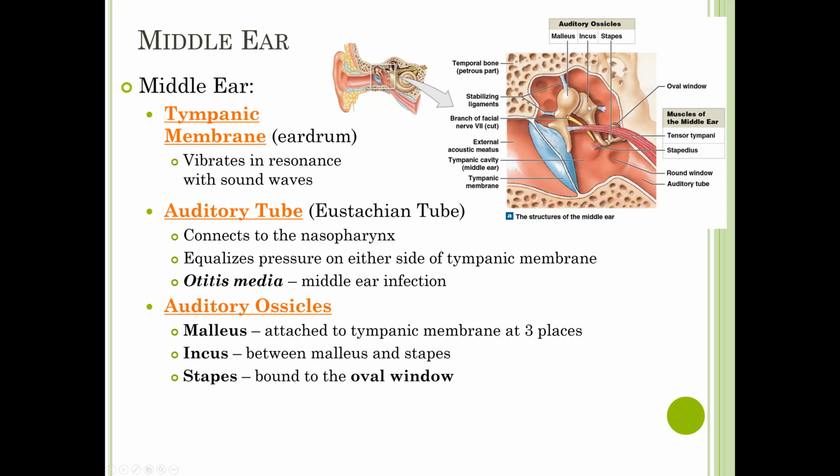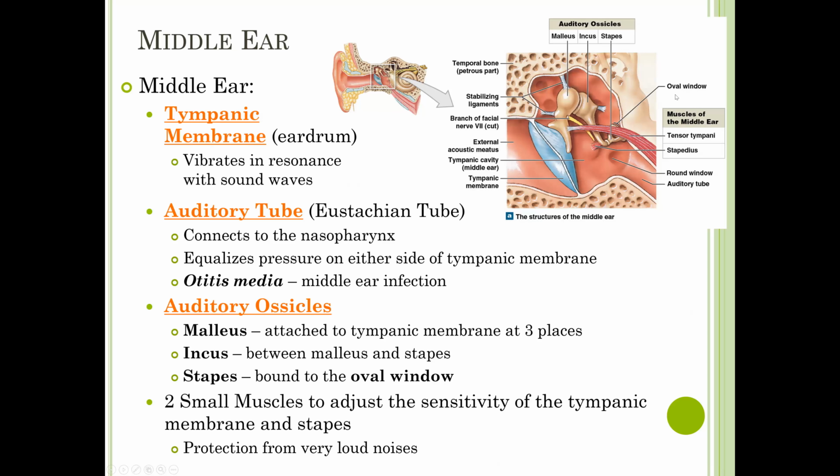The incus is Latin for anvil, so like the hammer hits on the anvil, and it's going to be located between the malleus and the stapes. And then the last one is called the stapes, and it looks like a stirrup, and in fact stapes is Latin for stirrup, and it's going to be attached to the incus at one side and the oval window on the other side. We also have 2 very small muscles inside the middle ear, the tensor tympani and the stapedius.